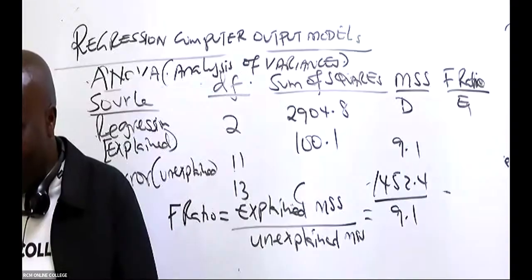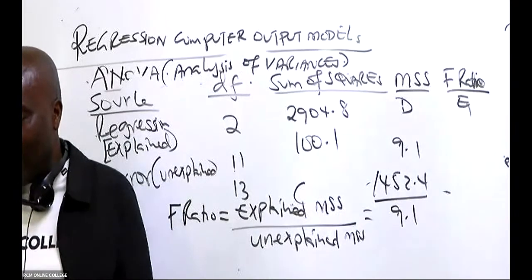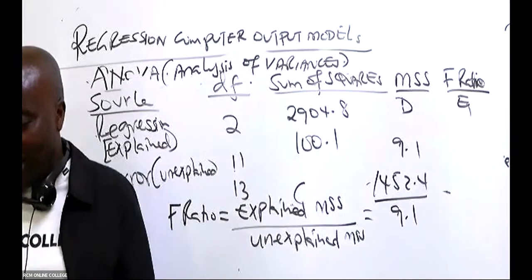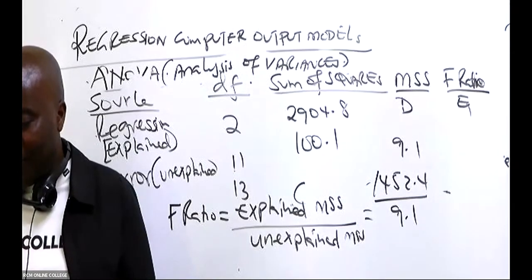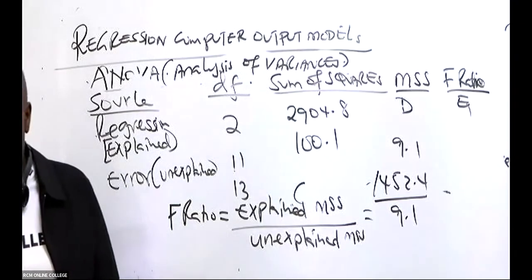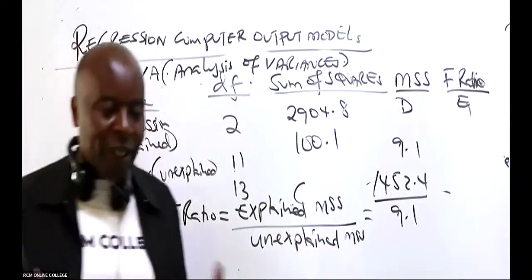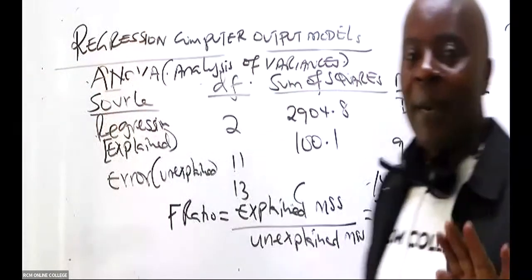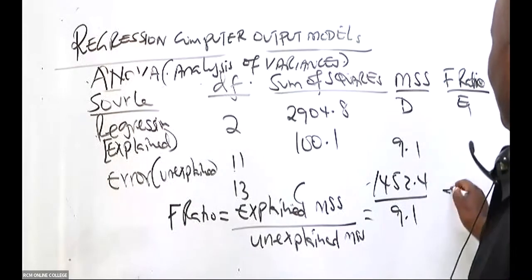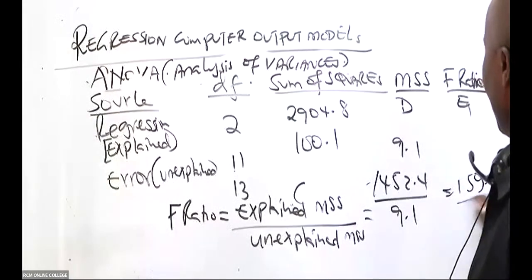So the online ninjas, are you able to confirm whether we are together? All right, they are following. So what figure do you get, ladies and gentlemen? 159.6. Thank you very much.